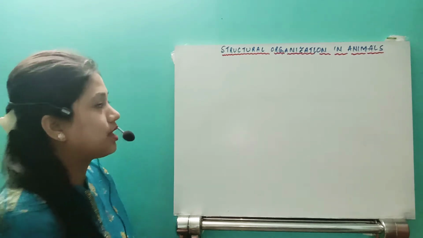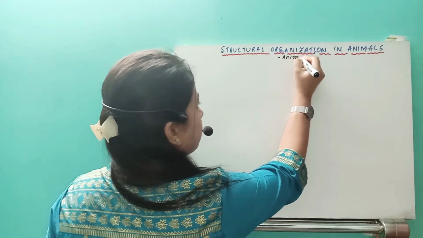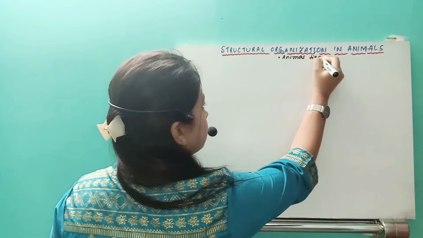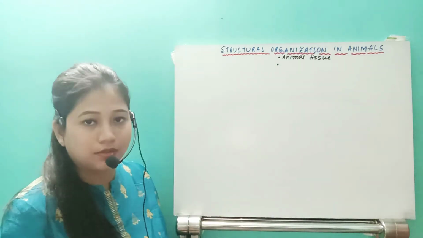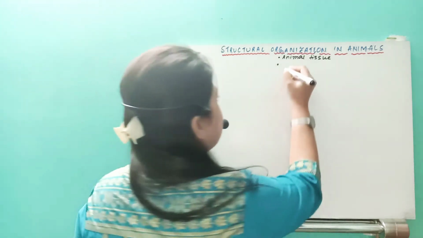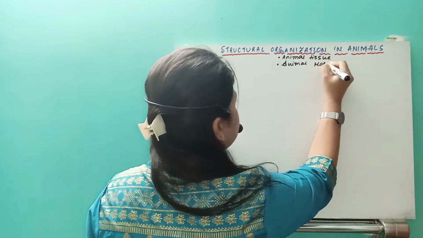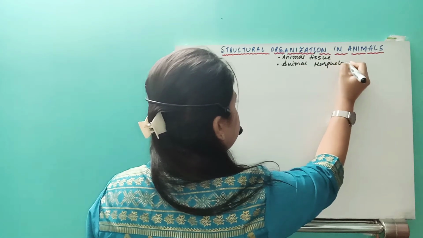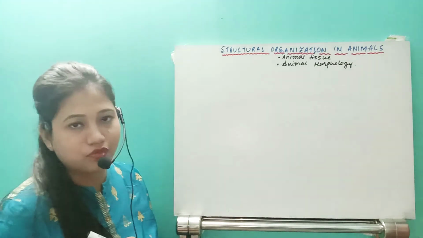One, this is animal tissue, and second part we have in the structural organization is animal morphology. Okay, so we have two parts here, animal tissue and animal morphology.